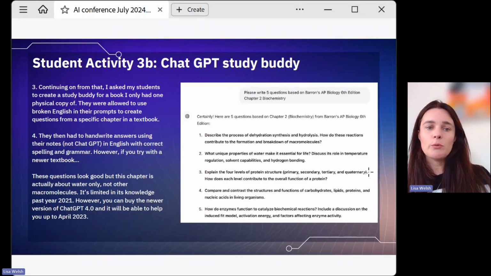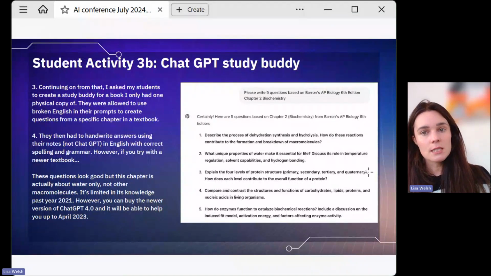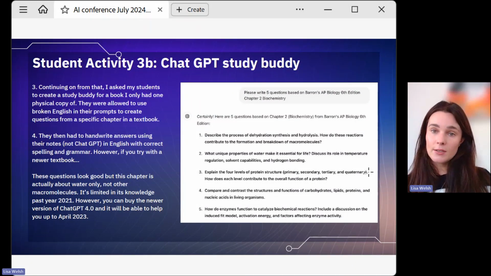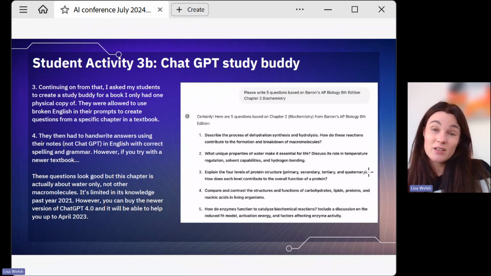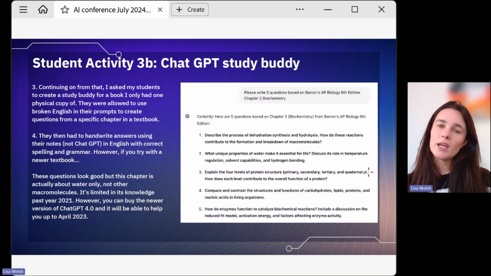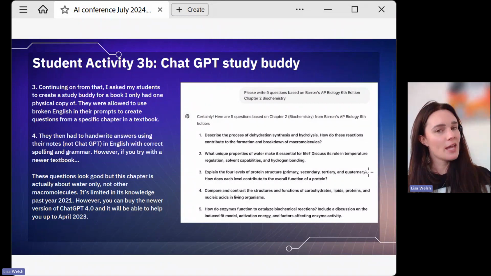So they were allowed to use broken English in their prompts, so it kind of led on from their dialect. However, the work that they handed in to me needed to be handwritten in English. We are an English speaking school, and they take English speaking exams. Okay, so it's nice. I just feel like it creates a nice environment in the classroom where it's a little bit fun, but at the end of the day I do want proper answers. And so yep, they put that in there.